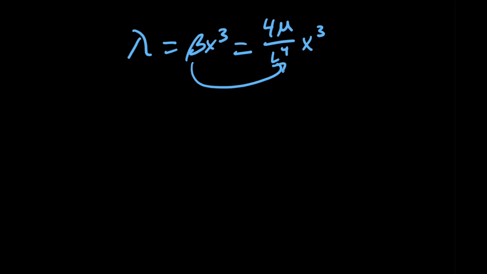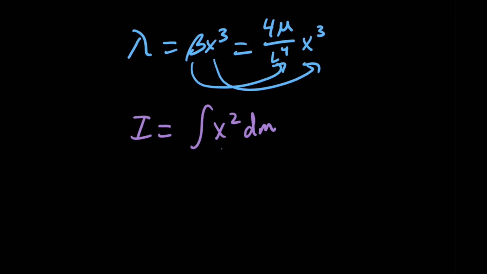The next step here is that once we know that lambda is equal to beta x cubed, which is equal to 4m over L to the 4th times x cubed, because this is just our beta and this is our x cubed over here, we can now use that equation that we had before. So I is equal to the integral of x squared dm. And you'll notice I'm not using r squared, I'm just using x instead of r. That's pretty common. It's just a little bit easier.